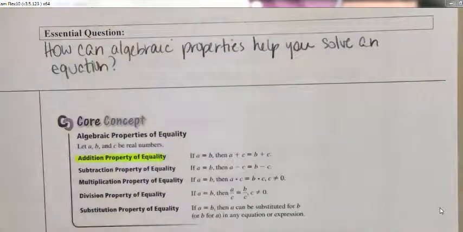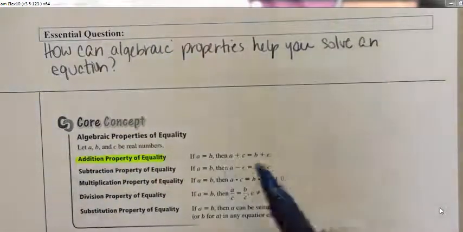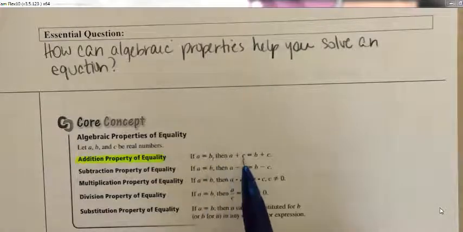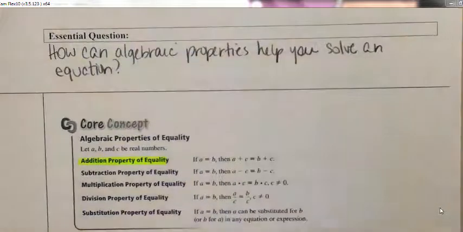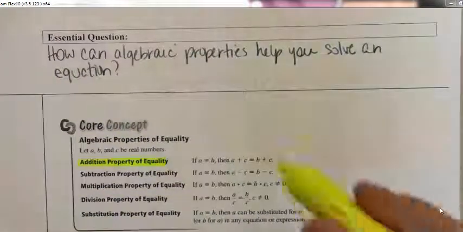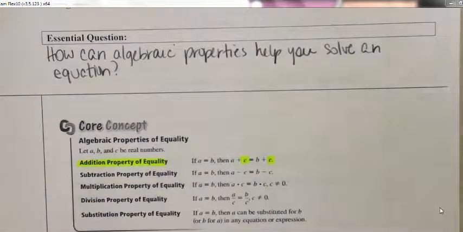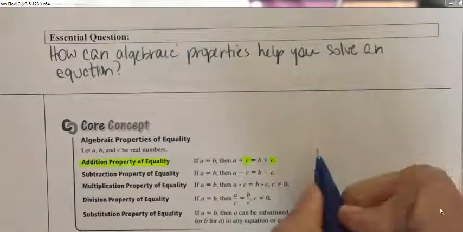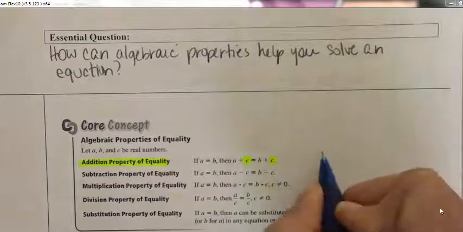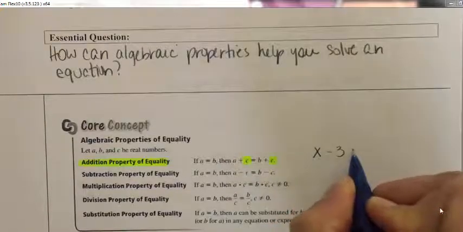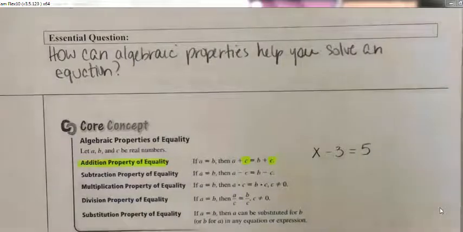Okay, so the addition property of equality basically states that if you have an equation such as A equals B, then you can add the same thing to both sides, and that's still going to be true. Right? So I can add C to both sides. I'm adding the exact same thing to both sides. Still a true statement. For example, let's say x minus 3 equals 5.